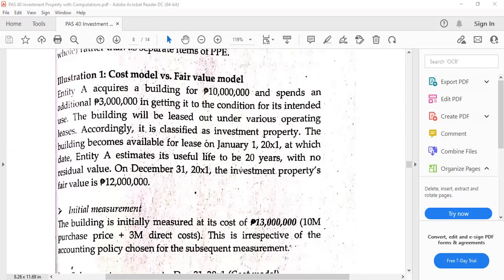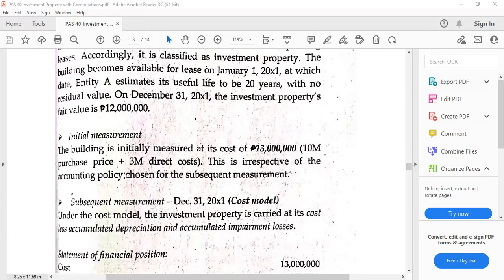And now we're back. So entity A acquires a building for 10 million pesos and spends an additional 3 million so that it would get into the condition for its intended use. And that would make the cost as 13 million pesos. The building is available for lease on January 1, 20X1, and then the useful life is estimated to be 20 years with no residual value. On the end of 20X1, the investment property's fair value is 12 million pesos.